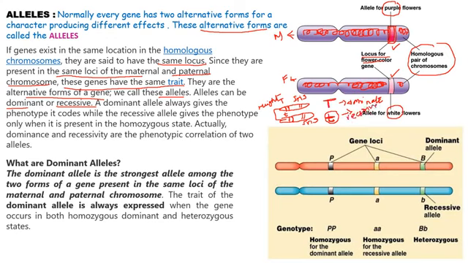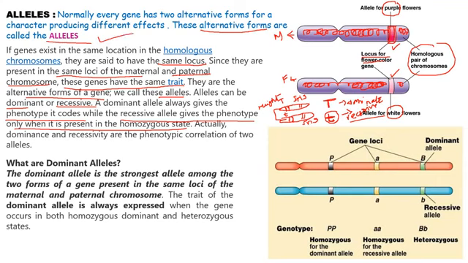This is recessive genes. So here you can see the dominant always gives the phenotype its code, while the recessive allele gives the phenotype only when it is present in a homozygous state. Phenotype, genotype, homozygous, heterozygous, I am going to discuss in the further slides. Till now you just have to know what alleles are and what they are responsible for.